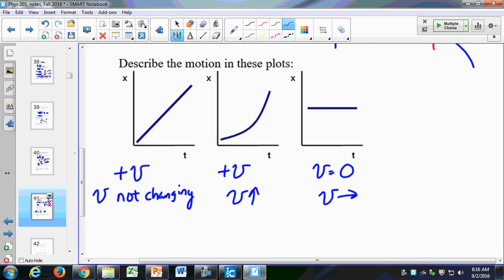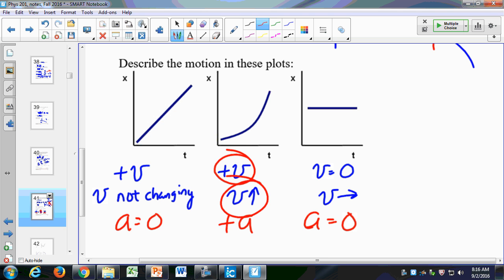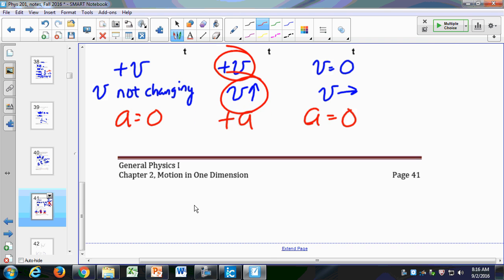And here the acceleration is zero. The velocity is not changing. Anytime the velocity is not changing, it's zero. So I have acceleration equal to zero here, acceleration equal to zero here, and here I have a positive acceleration because the velocity is positive, it's speeding up, and so that means that it is positive acceleration.